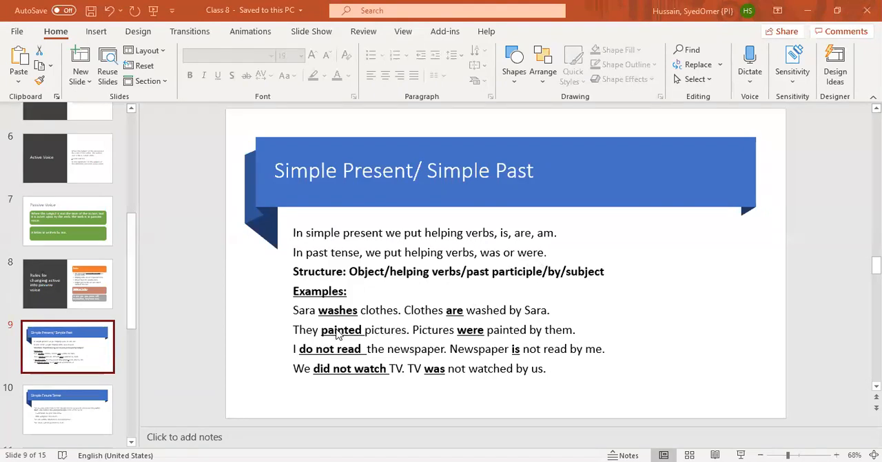The third form of painted is already painted. Paint, painted, painted. By who is painting? They is changed into them. They painted pictures. Pictures were painted by them. Yes, Fatma.